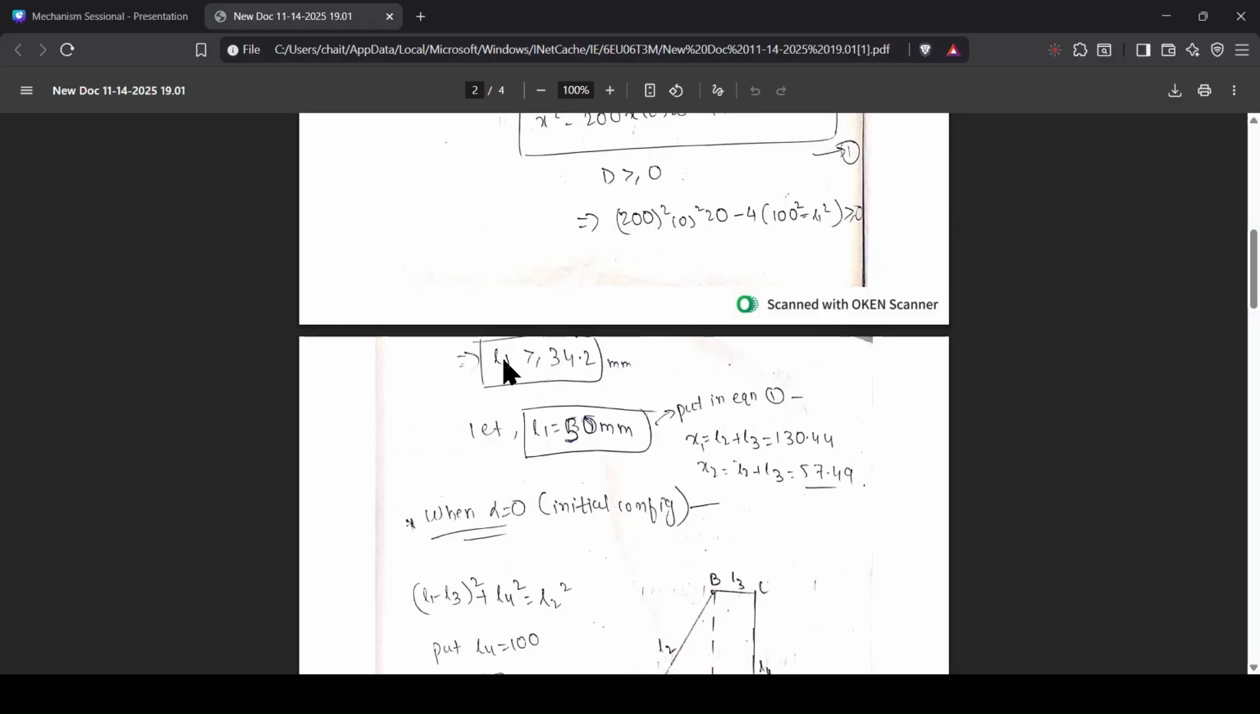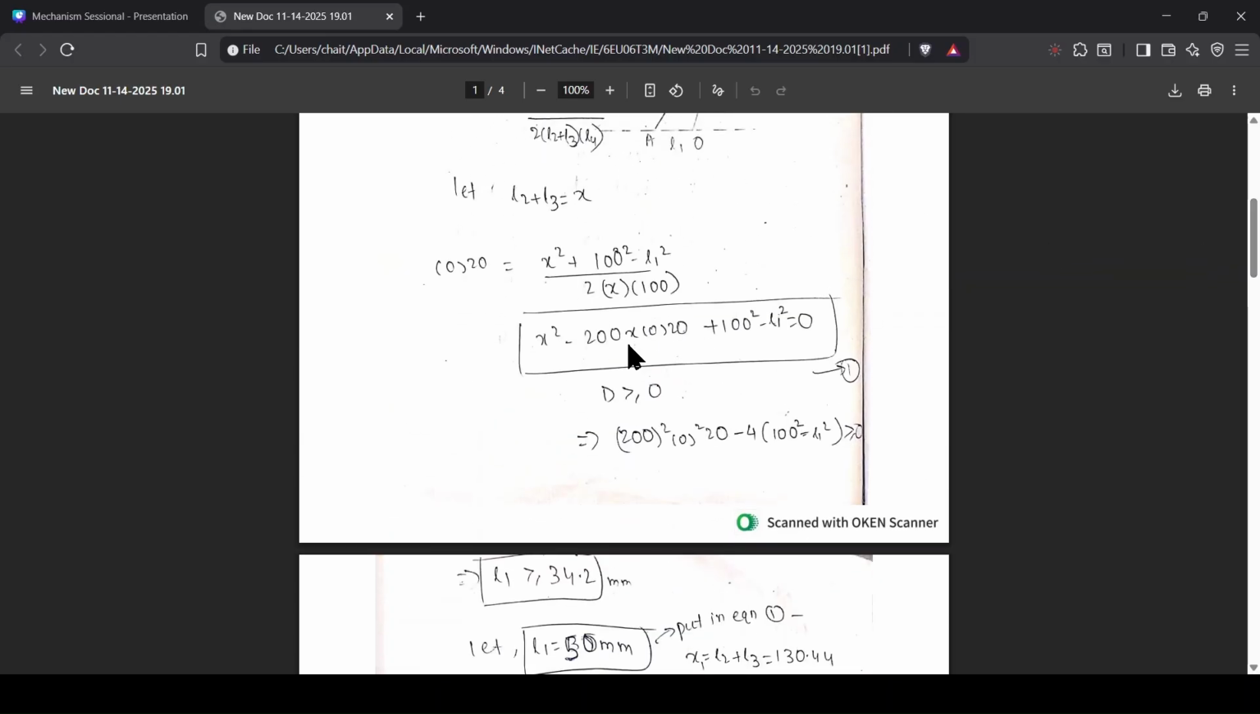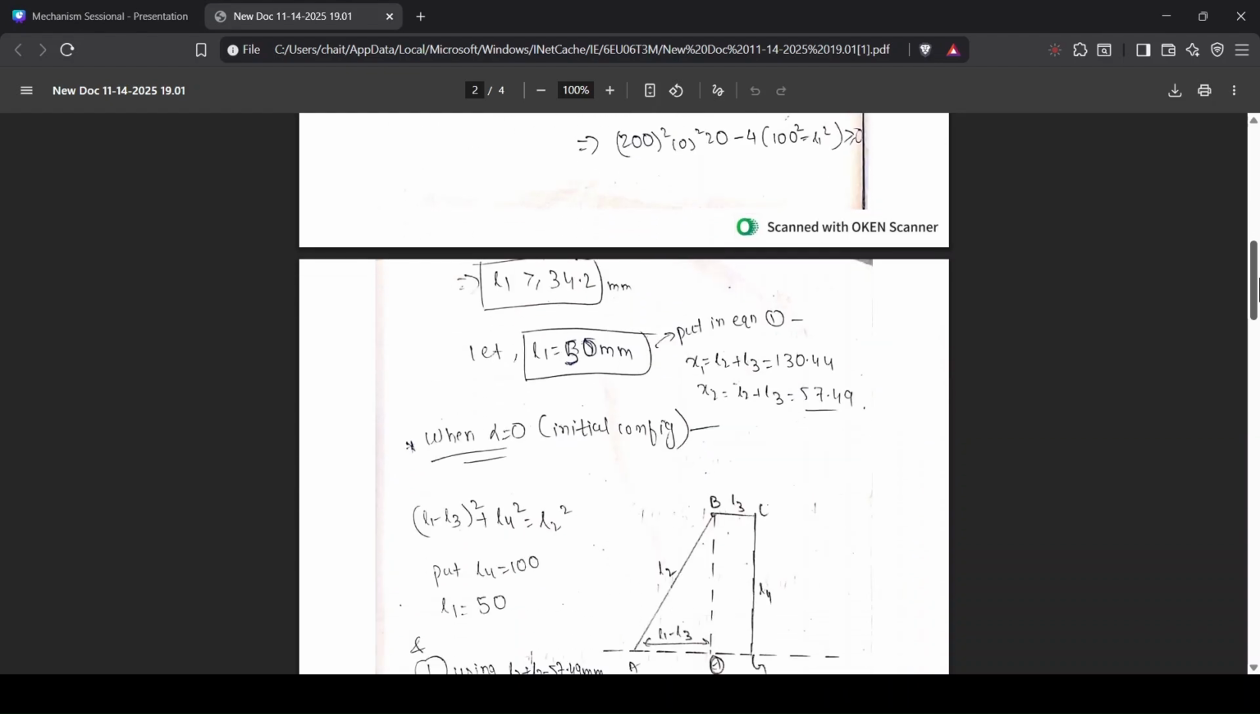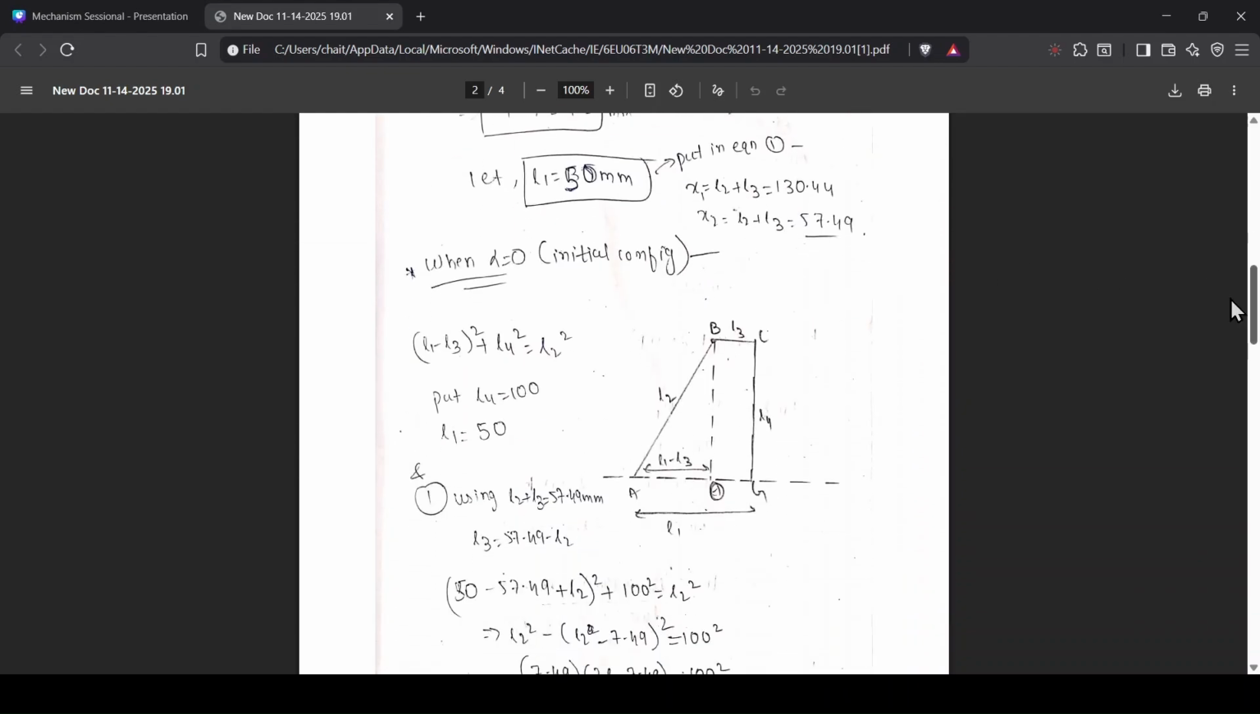Now, after we assume a suitable value of L1, we put it back into this quadratic equation and get the value of x. x is L2 plus L3. And we go to another configuration, which is when alpha is equal to 0. This is the initial configuration, and we apply the Pythagorean theorem. From these values of x, L1, and L4, we get the values of L2 and L3.